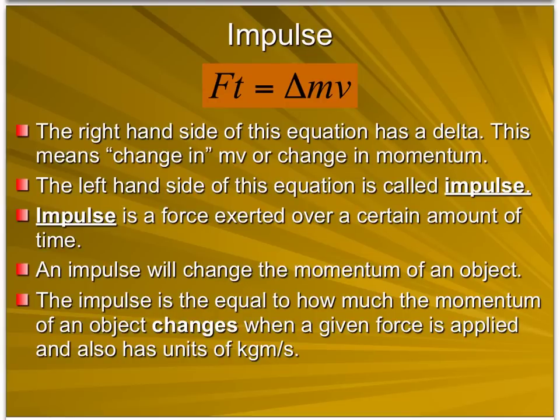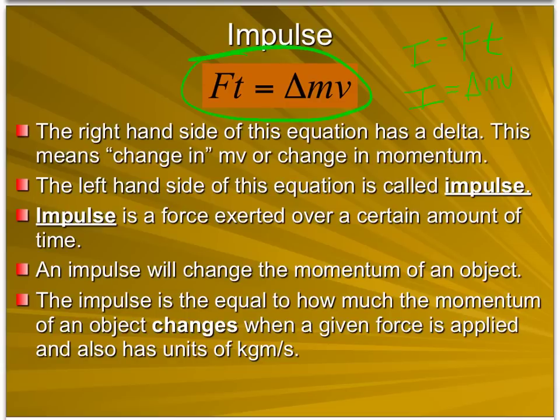Okay, so if an object changes its momentum, what causes that? The cause of that is something that we refer to as impulse. Impulse is a force exerted over a certain amount of time. So sometimes you can represent impulse, if you're just solving for that, as a given force multiplied by a unit of time. Sometimes you can just calculate the impulse as the change in momentum, so delta mv, or you can set these two things equal to each other, which you see here in this equation.